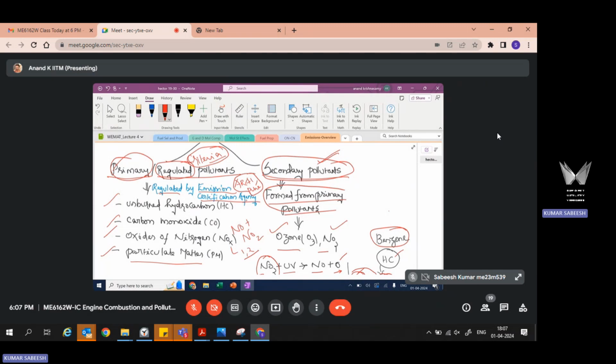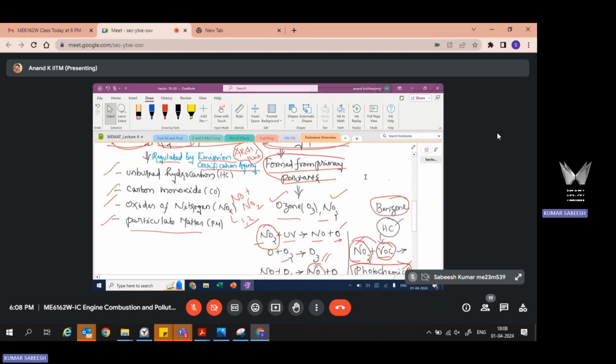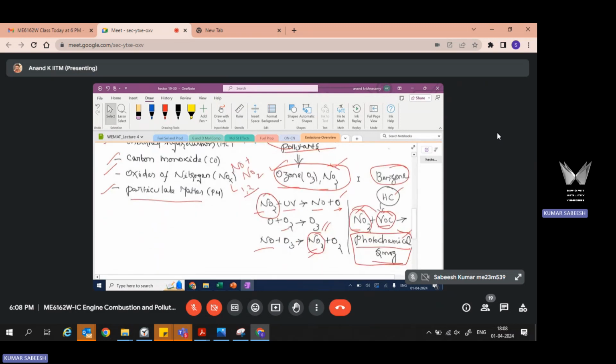Secondary pollutants are formed from the primary pollutants. Once the primary pollutants are let out into the atmosphere, they result in forming secondary pollutants. Two major secondary pollutants are ozone and NO2. Ozone forms when NO2 reacts in the presence of ultraviolet radiation from the sun. NO2 forms an O radical. A radical is an active species which combines with oxygen in the atmosphere and forms O3. O3 is ozone. This ground level ozone is a designated pollutant.